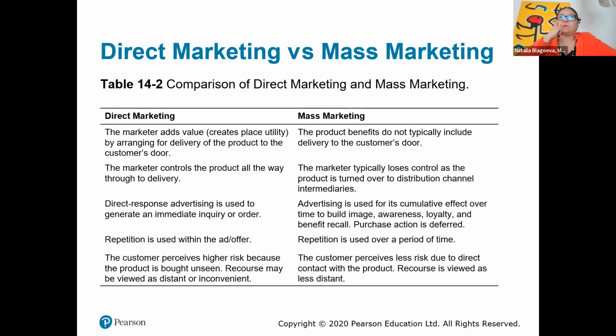Overall, when we do direct marketing, the marketer adds value. There's a specific focus on the customer. This is mass marketing, where we usually have a very standardized approach. Here specifically, we're discussing the possibilities of ensuring the sale door to door to the customer versus the more mass marketing approach. Which one we choose really depends on our product and on the market we're servicing.